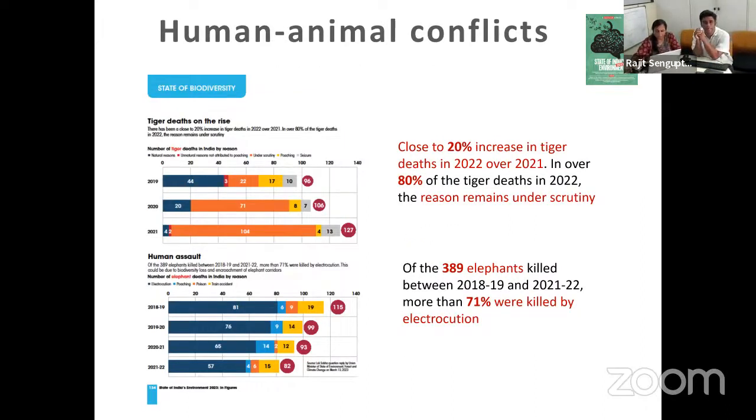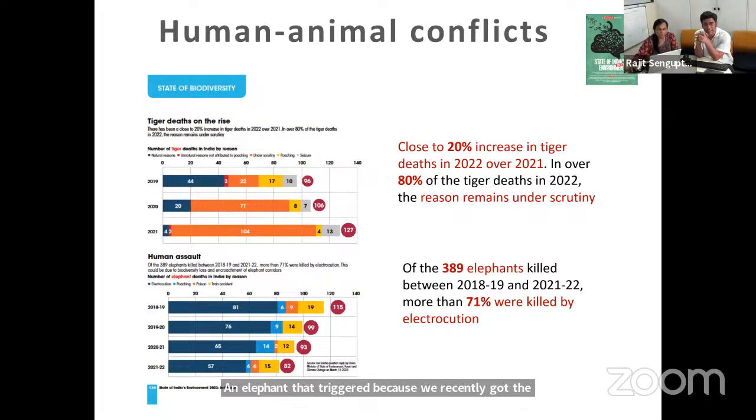Then we also looked at biodiversity, especially tiger and elephant deaths. Tigers, because we recently got the tiger census, where we've seen that the tiger population in India is becoming healthier every year. So it is stabilizing in a way. Here we're looking at the number of tiger deaths in India over 3 years: 2019, 2020, and 2021. We realized there's been a 20% increase in tiger deaths between 2021 and 2022.